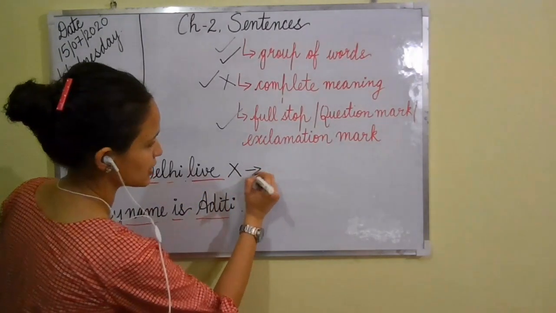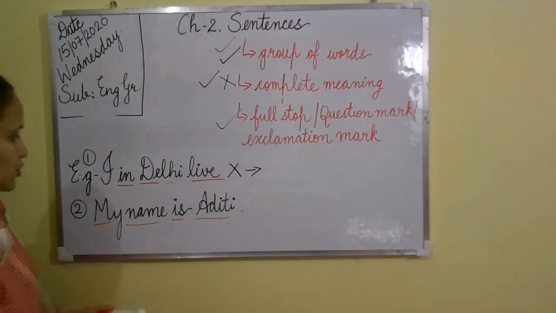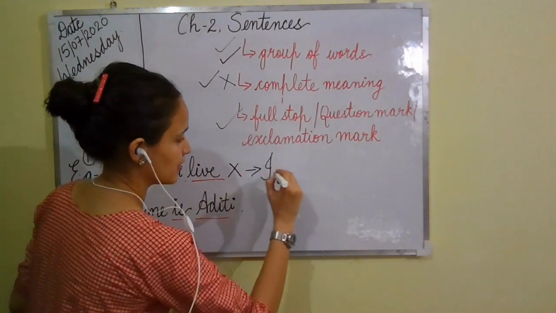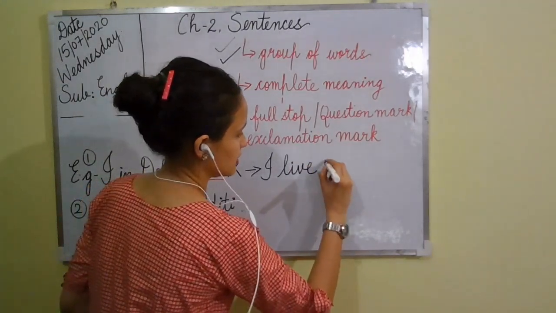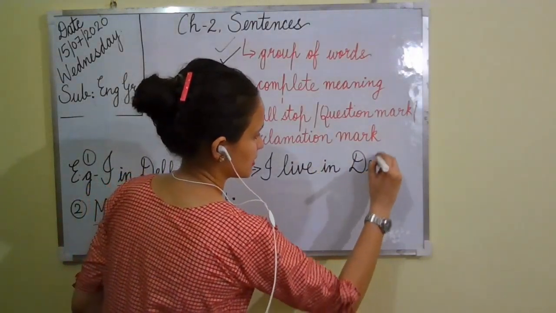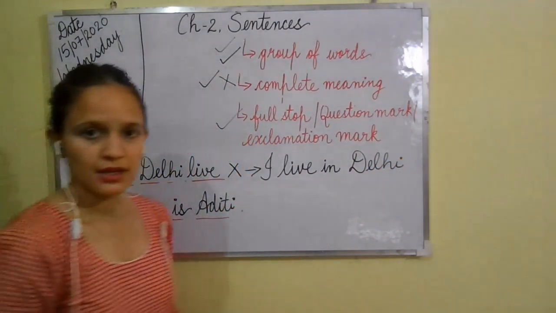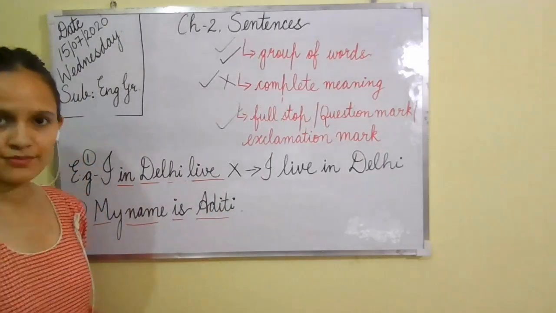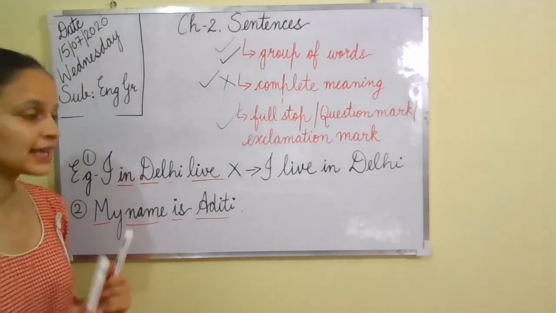Now I'm going to rearrange it. Okay, I will rearrange the words that are here. Okay, now I'm going to write it. I live in Delhi. Now, do you understand the meaning of this? Are you able to get the meaning of this sentence? I live in Delhi. Yes.